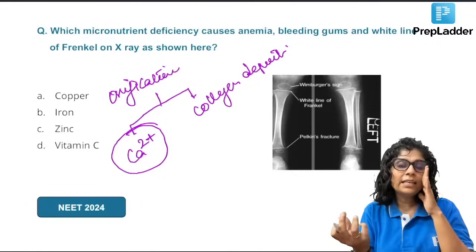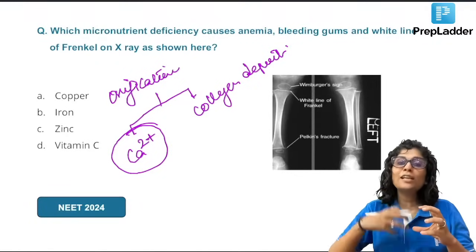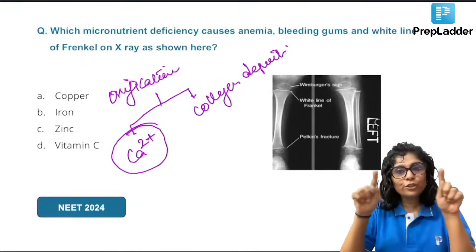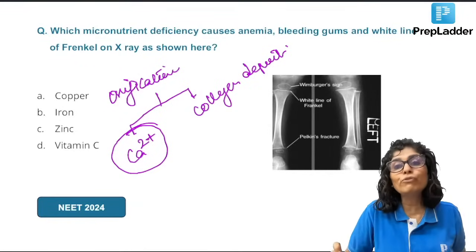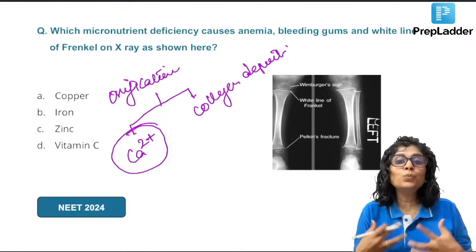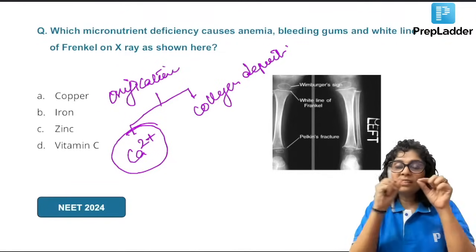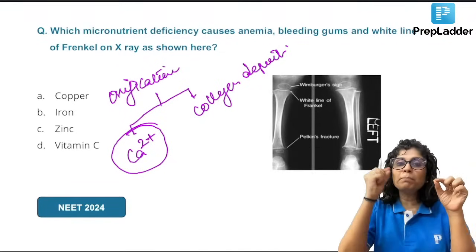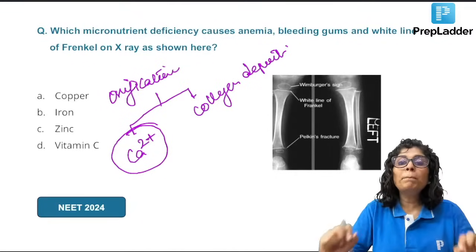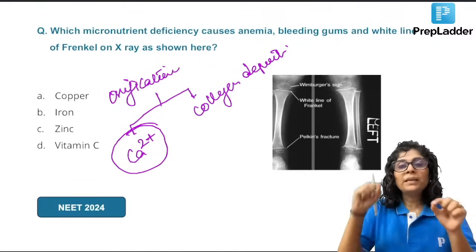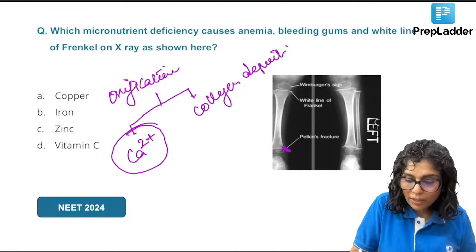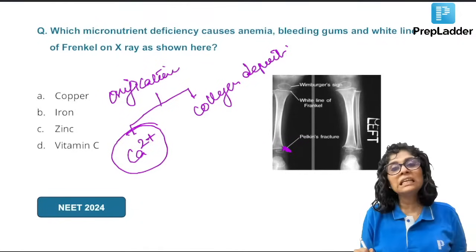Do you understand this? That mineralized metaphysis that has failed to ossify is responsible for the dark line that you see. That is called as white line of Frankel. If there is no collagen deposition, it means it's weaker. If metaphysis is weaker, many a times that metaphysis undergoes breakage, and that causes Pelkin's fracture. Repeated metaphysis breakage will cause a spur, that is called as Pelkin's fracture.